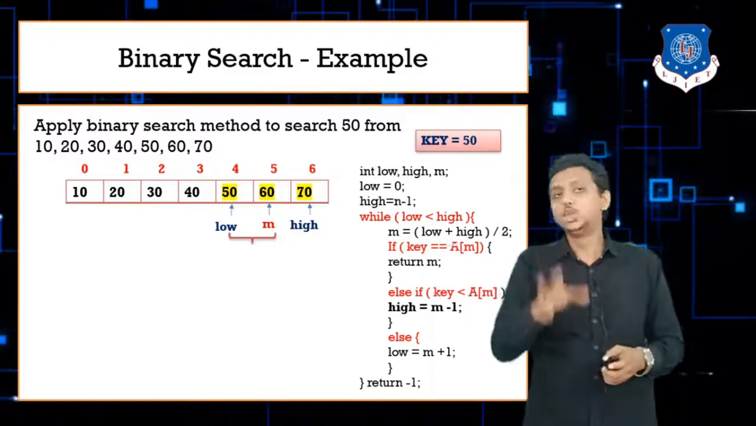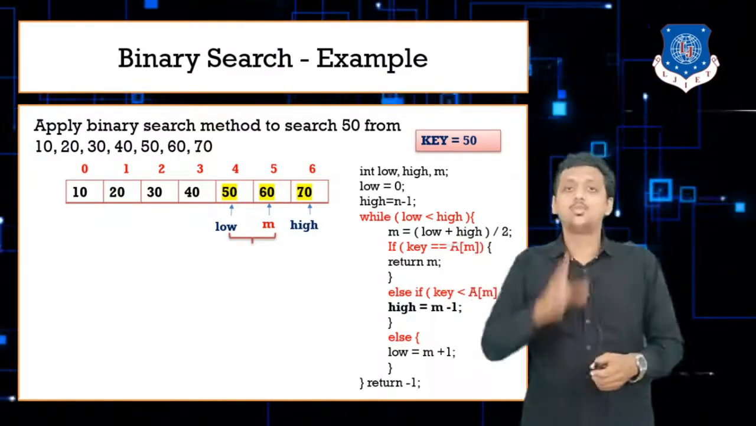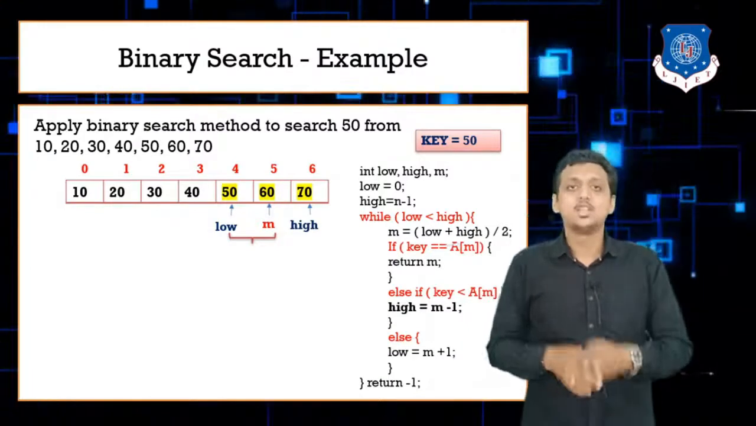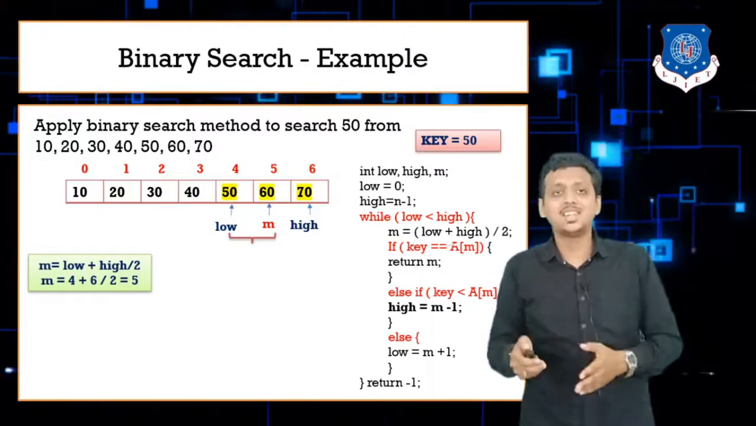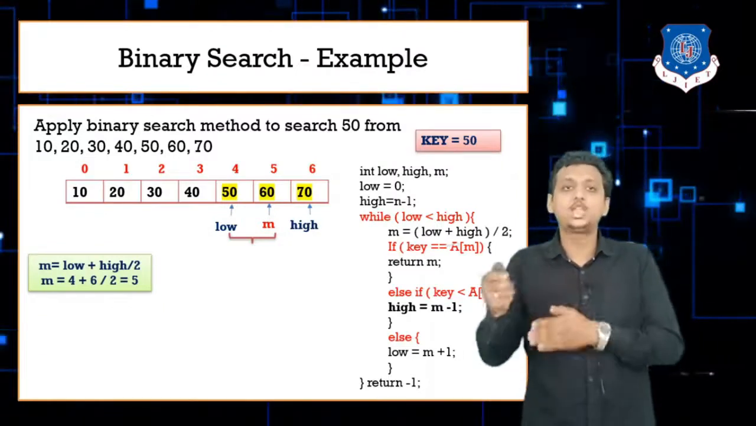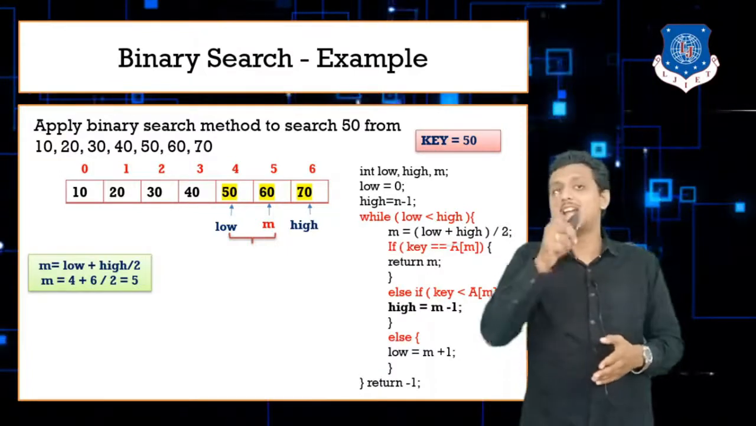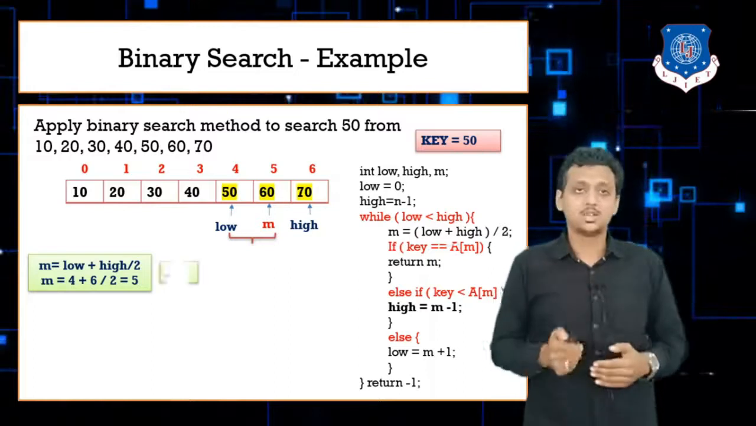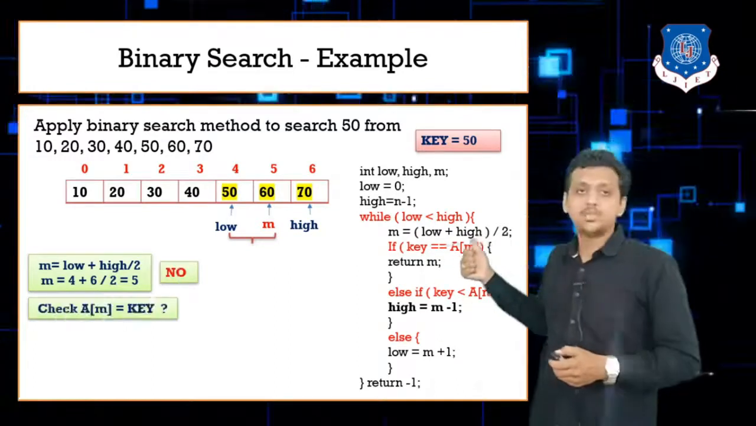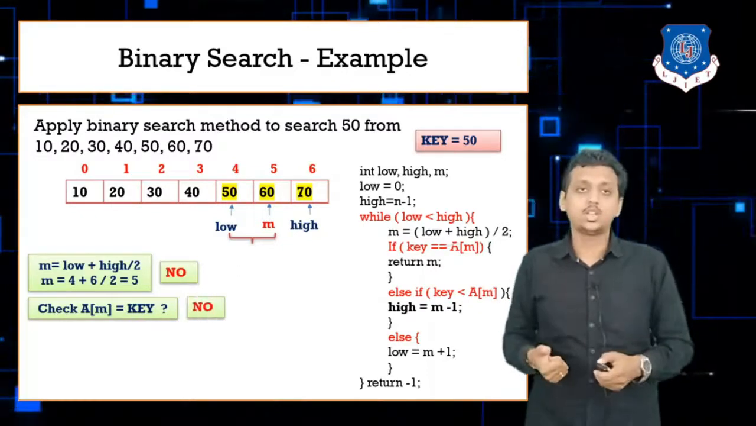So now my new low is at 4, high is at 6. And now what is the value of my m? So let's calculate it. Here low is at 4, high is at 6. That means 6 plus 4 by 2. 10 by 2 becomes 5. So my m element is at 5. Okay. So now just begin the search. So here we first check a of m is equal to key. So no, it's not key.